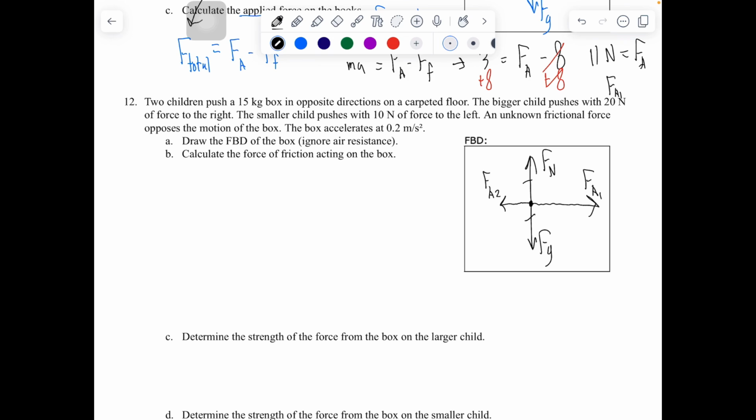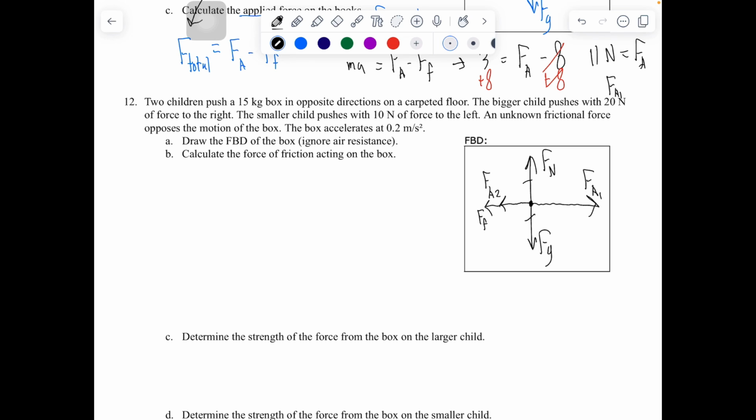Some unknown frictional force opposes the motion of the box. Well, if we look at this, what way would the object accelerate? It would accelerate to the right. So friction is opposing that motion, acting to the left. So let's draw that in. Here's our force of friction. This way, we want to calculate the force of friction acting on the box.